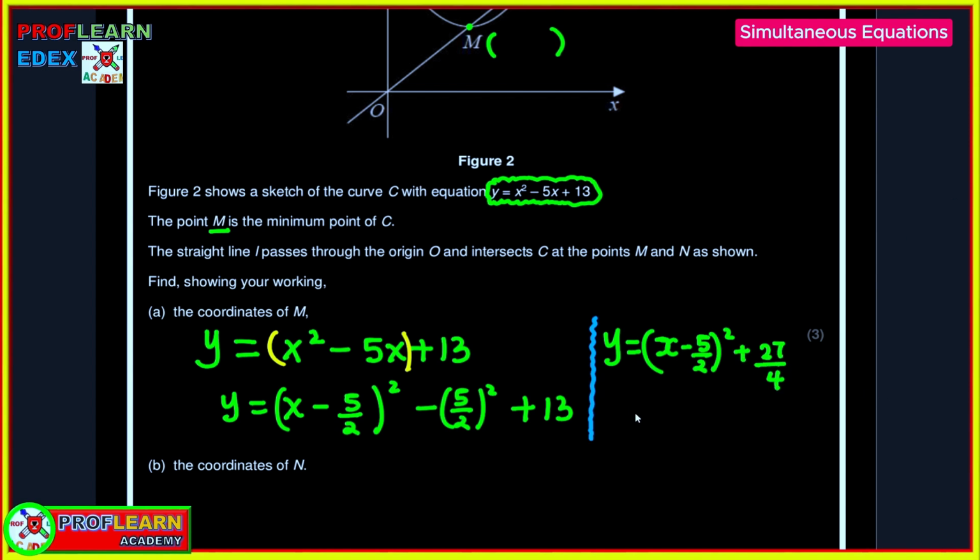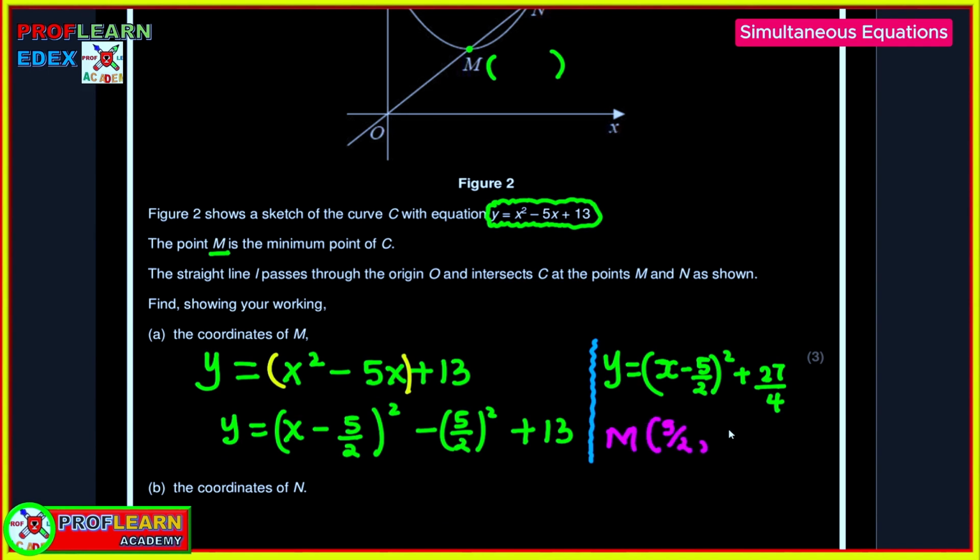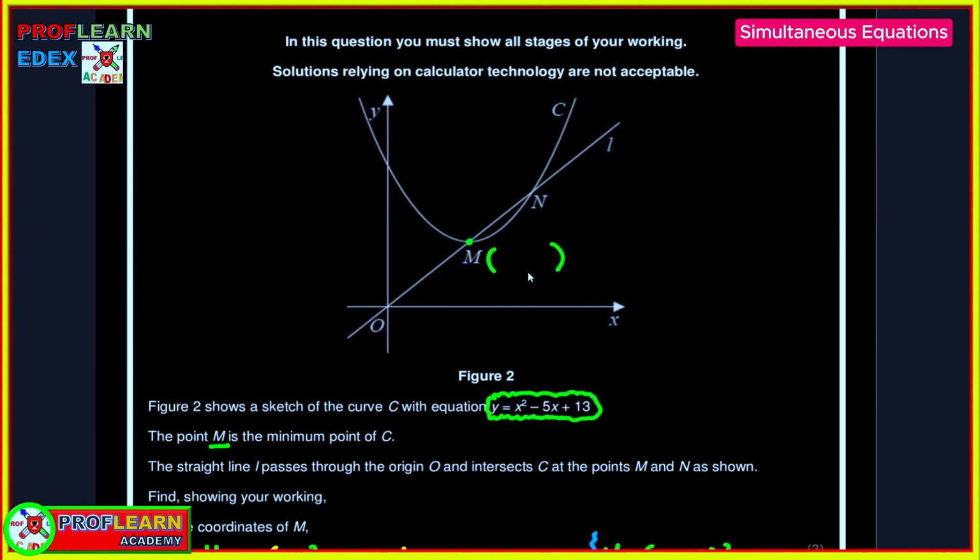So in order to state the turning point, or the coordinates of the turning point, this is going to be positive 5 over 2, because if it's a negative inside the bracket, you take a positive. But if it's a positive, you take a negative. That one you have to remember. But the outside value 27 over 4 gives us the y coordinate, and we take the sign the way it is, so it will be positive 27 over 4 as the coordinate that was expected for this case.